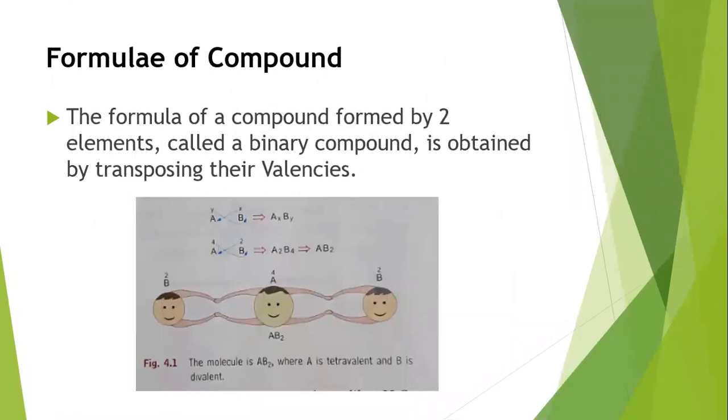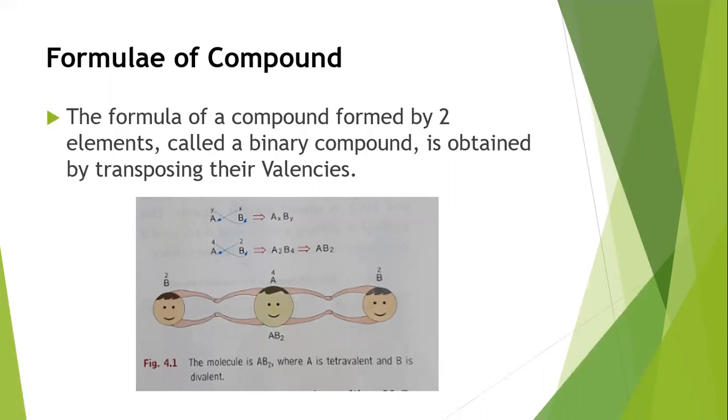Now next one is formulae of compounds. The formula of a compound formed by two elements, called a binary compound, is obtained by transposing their valencies. Suppose you can see here one diagram. An element A has a valency Y and an element B has a valency X.